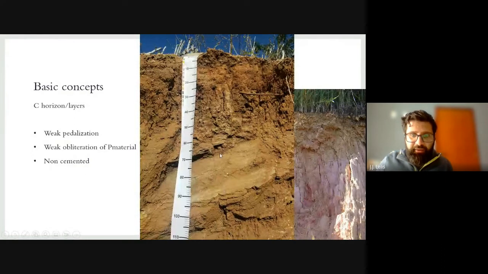We can see here a rock that's weakly weathered, but I can break this rock, this material, very easily, just with a knife. If I put my knife here, it can make some marks. So I can call this a C layer.